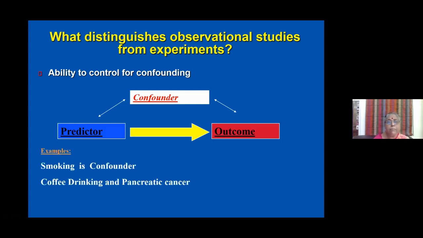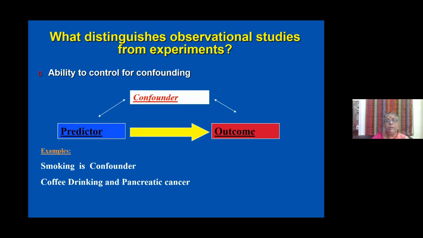Here we can take the example of smoking as a confounder, with coffee drinking as the predictor and pancreatic cancer as the outcome. Some studies showed that coffee drinking is associated with pancreatic cancer, whereas this was not true. It was actually the confounder, smoking, which produced this result, and it was a spurious result. Since those who smoke also drink more coffee, it was thought that coffee drinking caused pancreatic cancer. So smoking here is a confounder.